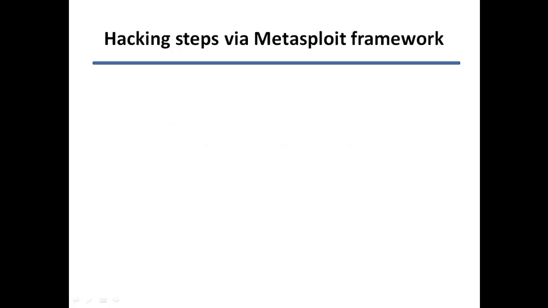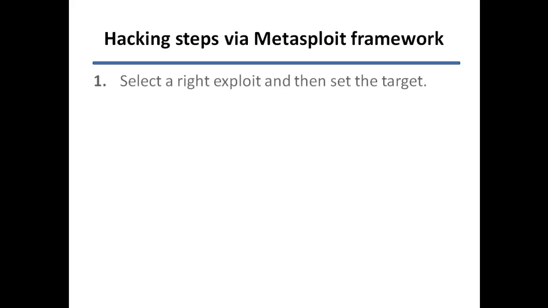Hacking steps via Metasploit framework. Well, these are some steps I'm going to show you, that is how we can use Metasploit framework in order to hack something. Select the right exploit and then set the target. In order to perform hacking with Metasploit, you're going to have to select an exploit. You really don't need to create your own exploit, but you have to select an exploit among the thousands of exploits. And then you have to set your target, that is a machine or computer, and in order to set the target you're going to have to acquire the IP address of that machine.